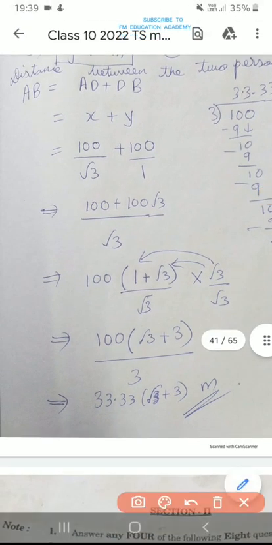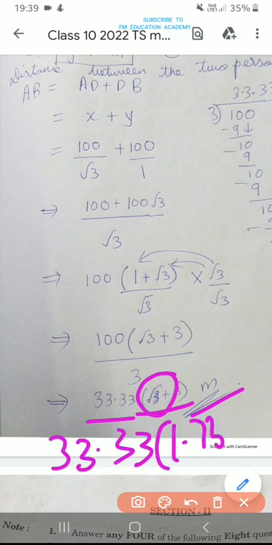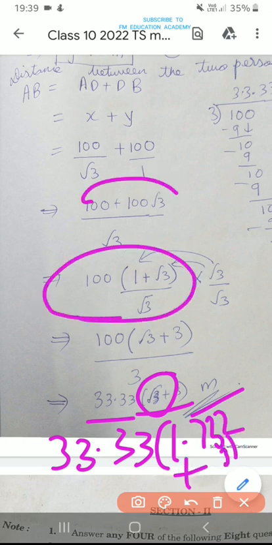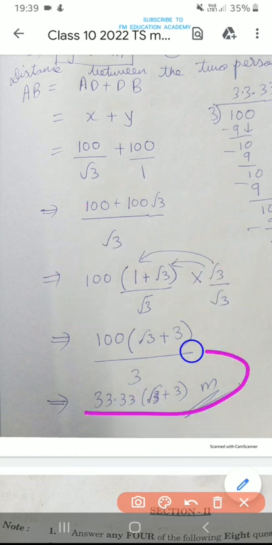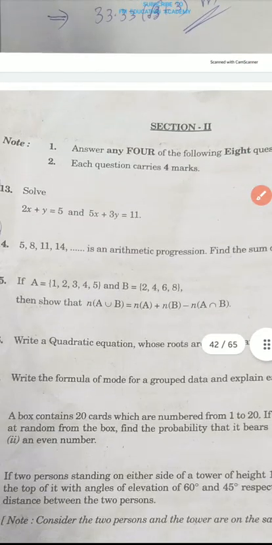So either I can write the answer as 33.3 into root 3 plus 3 meters, or if you want you can also substitute the value of root 3, that is 1.732, or even if you don't substitute the value of root 3, you will get full marks only. You can leave the answer like this till here. No need to multiply it also, no need to rationalize, or you can do it. It's your wish. I don't know what you have done in your exams.